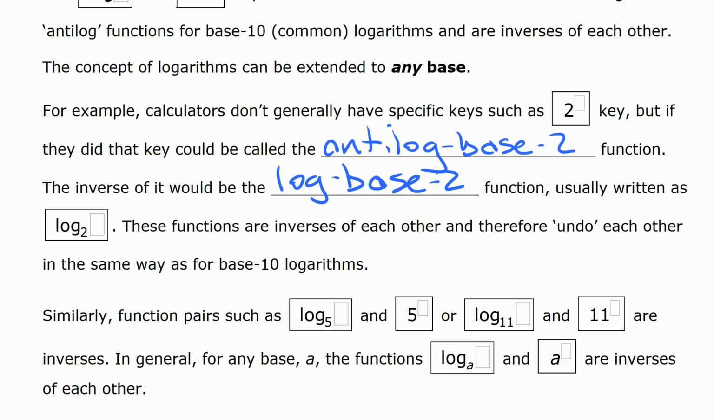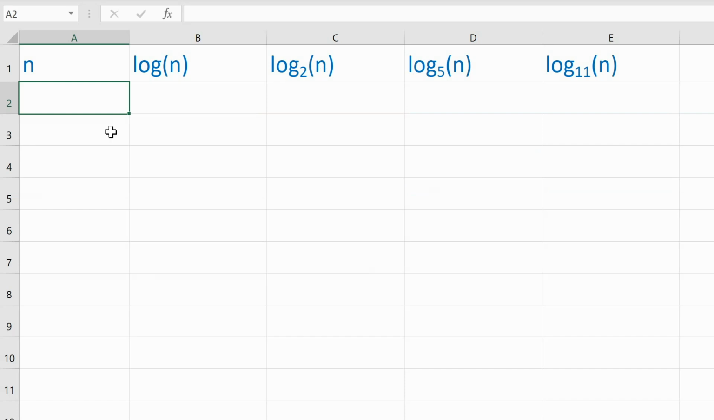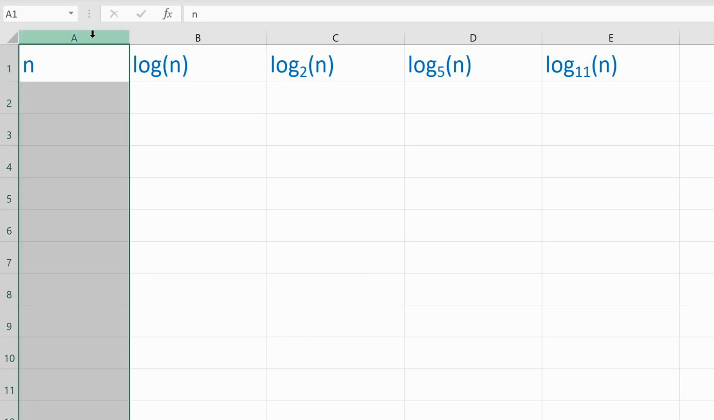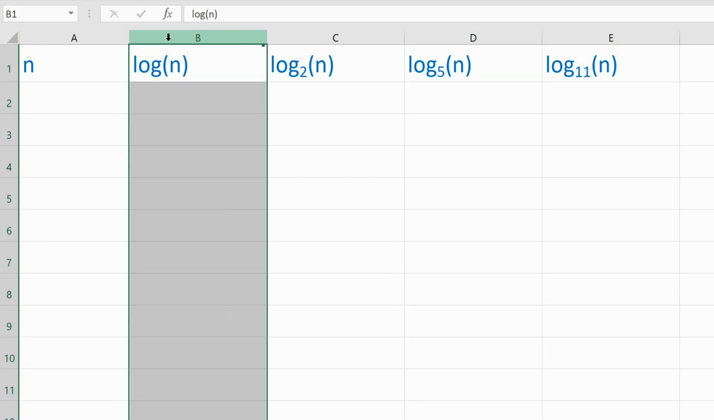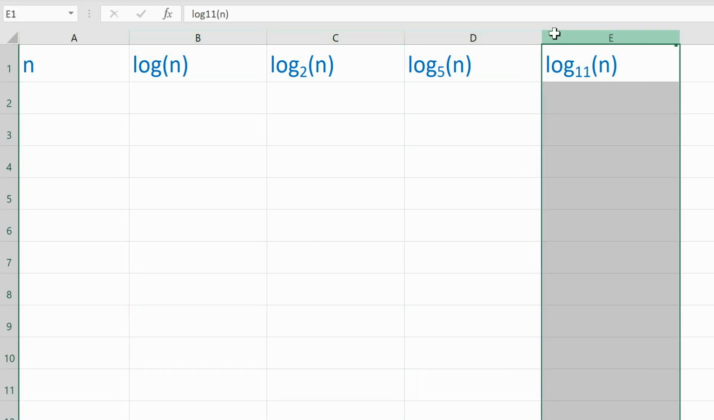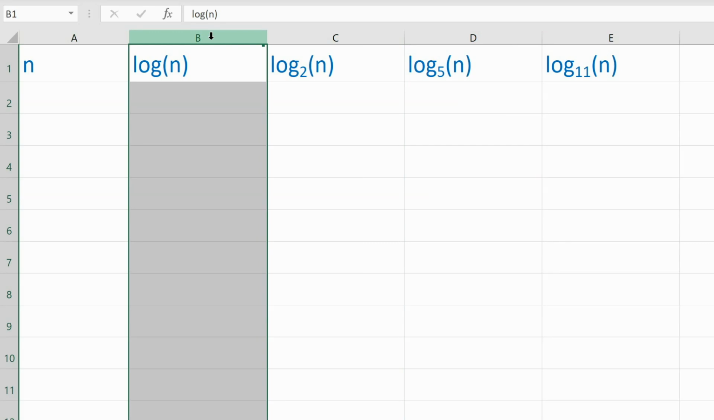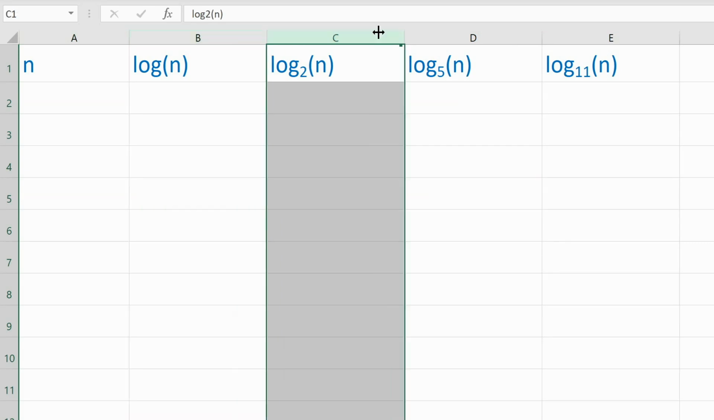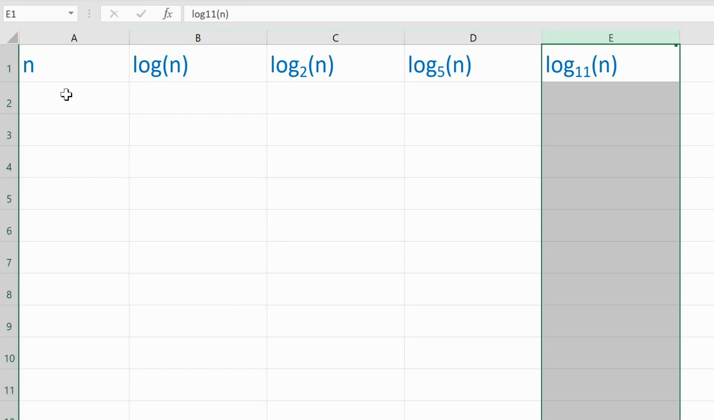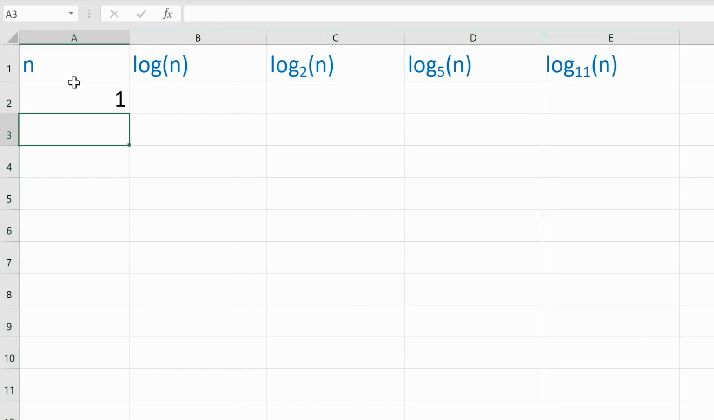So instead of using a calculator, we're actually going to use a spreadsheet so we can make some lists of logarithms in various bases and look for some patterns. All right, so we have a spreadsheet set up here with columns. This is going to be my column for my numbers, and then each of these other columns is where we're going to get the program to calculate the logarithm of the numbers in the first column in various bases. I just started with common logarithms base 10, and then base 2, base 5, and base 11. To start with numbers here, I'm just going to start with 1, 2, 3, and so on. We'll extend that in a minute.